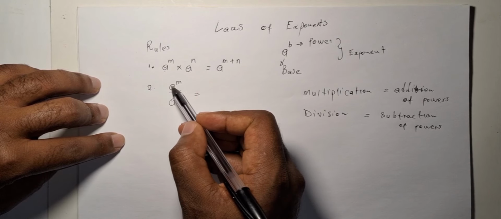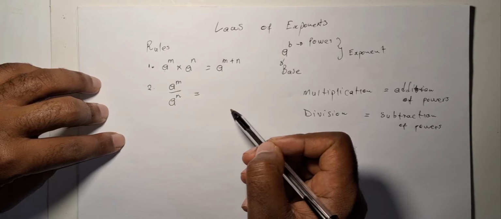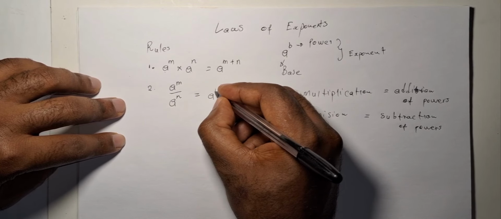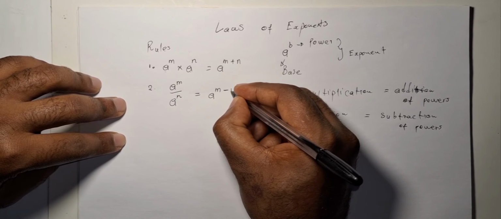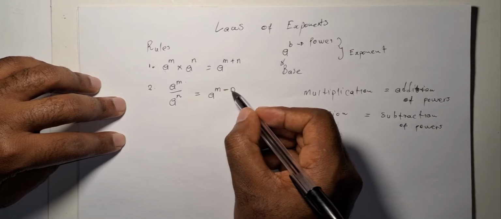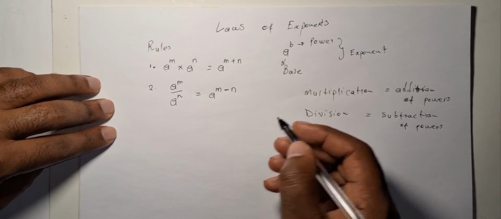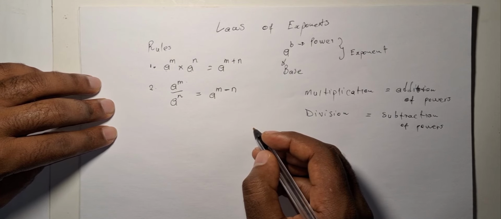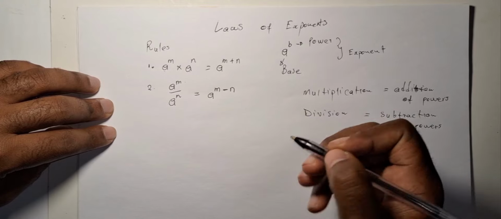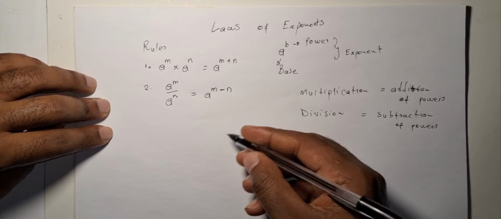That's the only difference between the first law and the second law. We have the same base of A and different powers, so we can subtract the powers. A to the power m divided by A to the power n is equal to A to the power m minus n. The power in the denominator is being subtracted from the power in the numerator. You can all see that. That is simple enough, and I think I explained it enough. If you're still confused, don't worry.